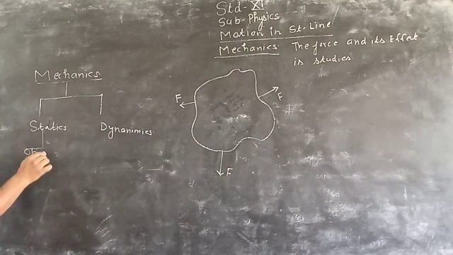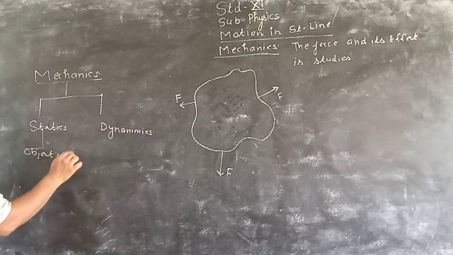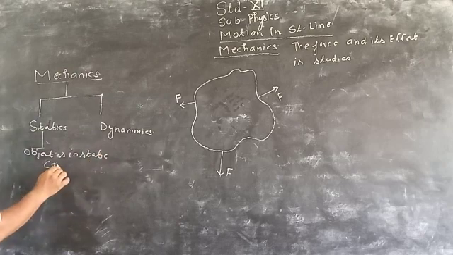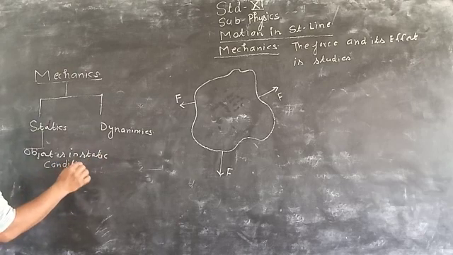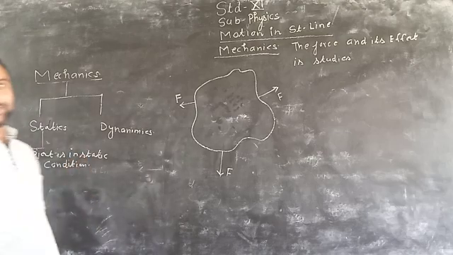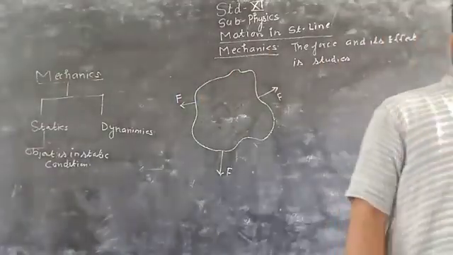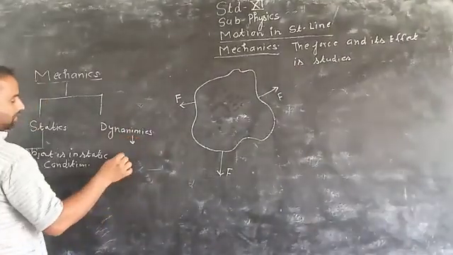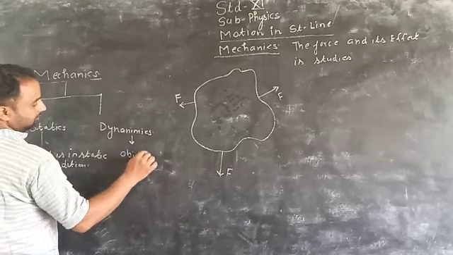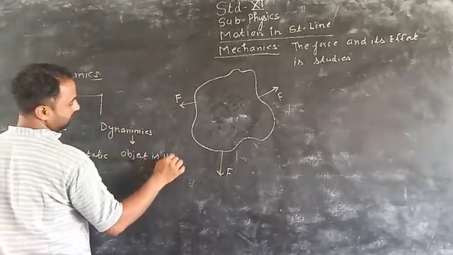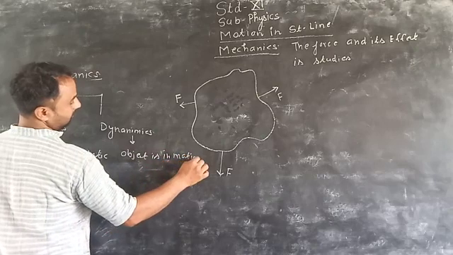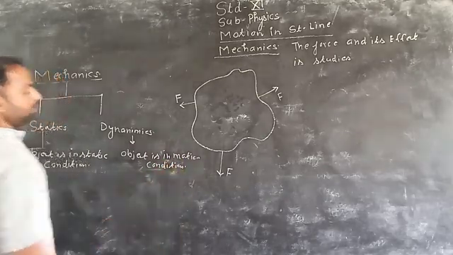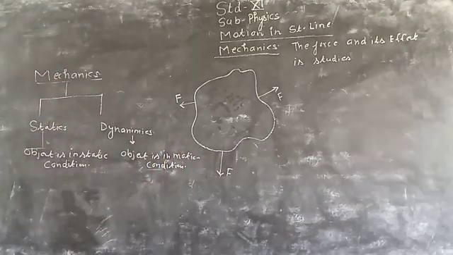In statics, the object is in static condition. In dynamics, the object is in motion condition.